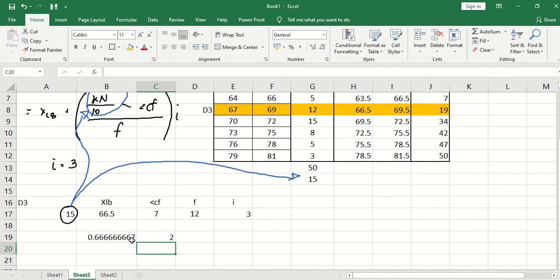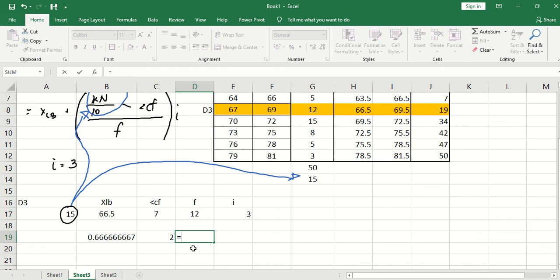The product is 2. And then just add, so equal, I will just add the boundary, this one, to this. Plus this one. So we are done. And this one is the third decile. Now, the third decile is 68.5.